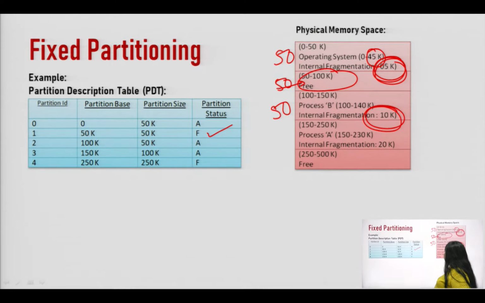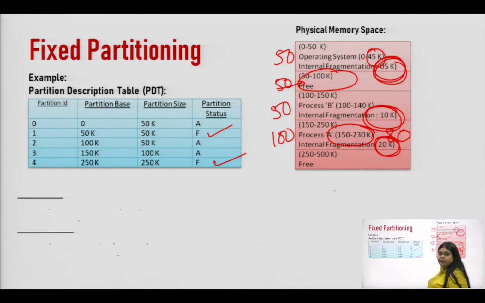The next one that we have is of 100 kb size, and the process that has entered into it is of 80 kb. So, again this 20 kb has gone as internal fragmentation. The last one, 250 kb, is still free and it is there in the table also, right.